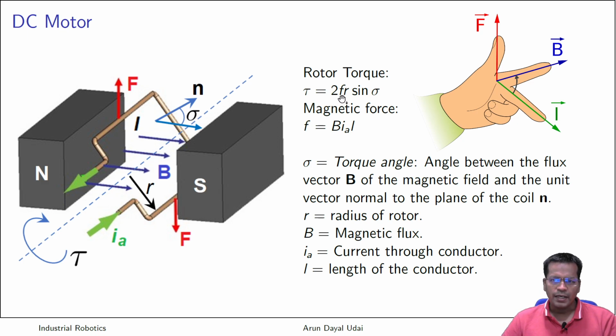You see, it is F into R sine sigma. What is F? F is basically the force felt due to the magnetic field B. Ia is the current flowing through that conductor. L is the length of that conductor. I hope you remember this high school physics: force is equal to BIL, if you remember this formula. So F is that force. F is creating a couple, that is 2 times F into R sine of sigma.